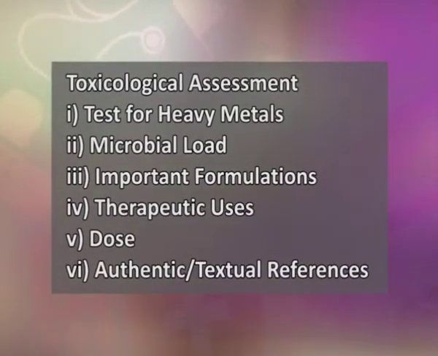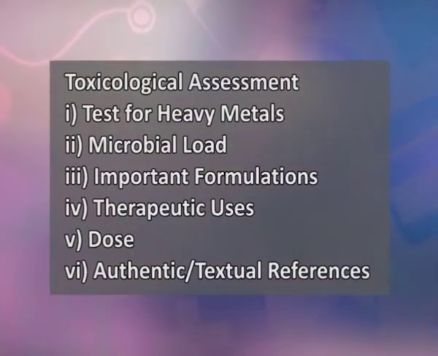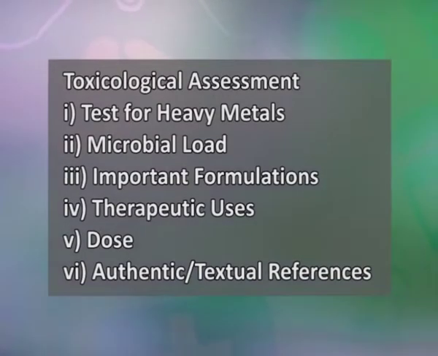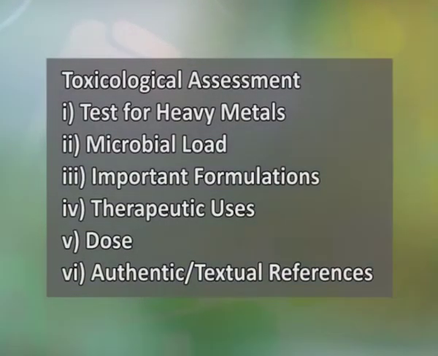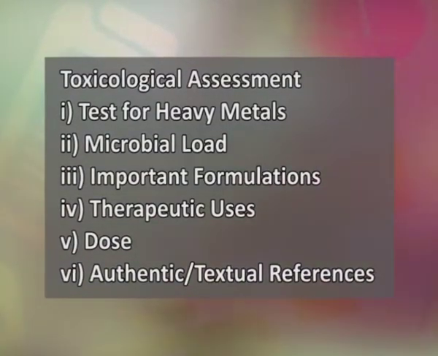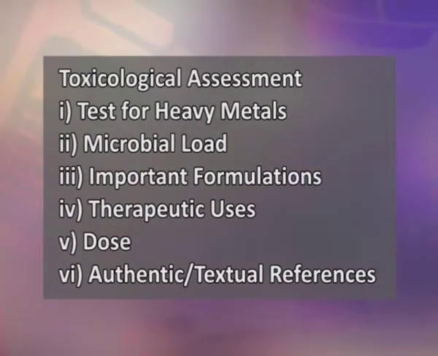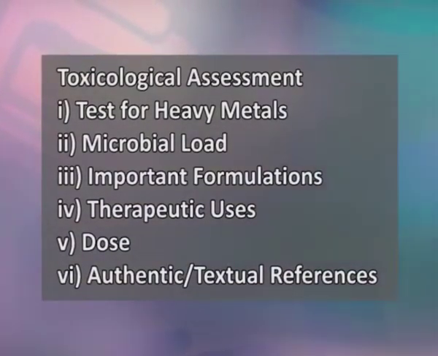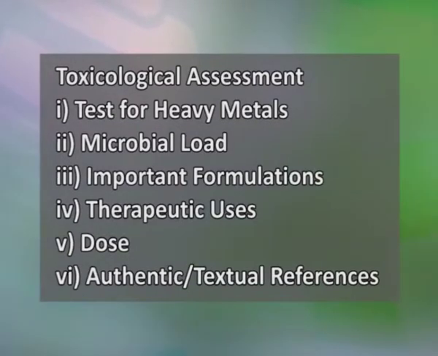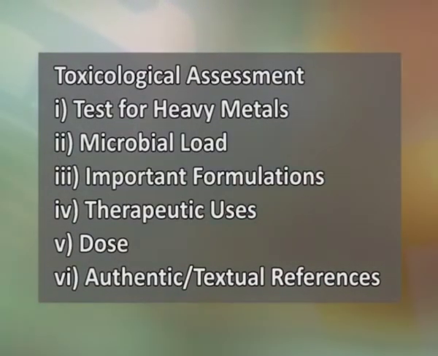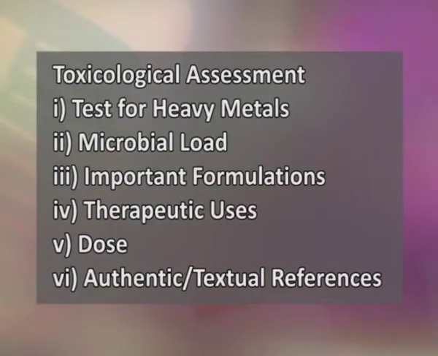Next to it comes toxicological assessment. First is test for heavy metals, second is microbial load, third is important formulations, fourth is therapeutic uses, fifth doses, sixth is authentic textual references.